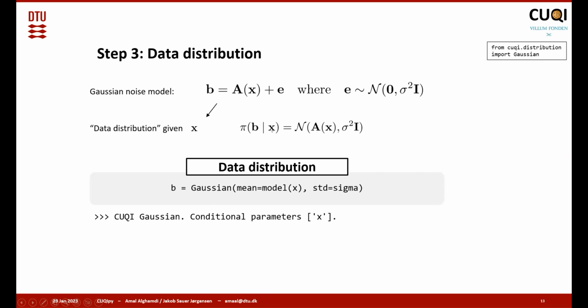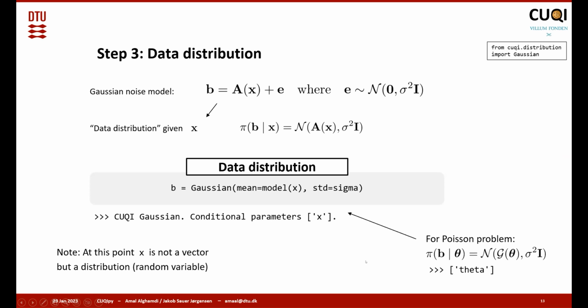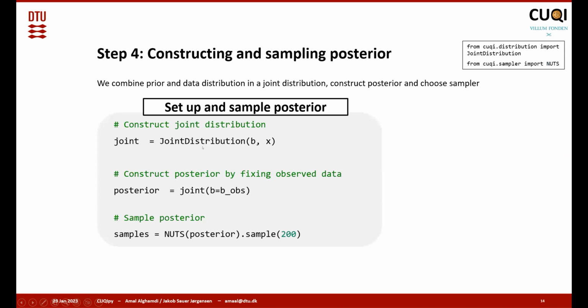So the modeling capability of CUQIpy is kind of aware of the structure of the problem and can provide you information that is helpful in that sense. Yeah, and here we think of X as a random variable. And the step 4, we want to create the joint distribution and the posterior.